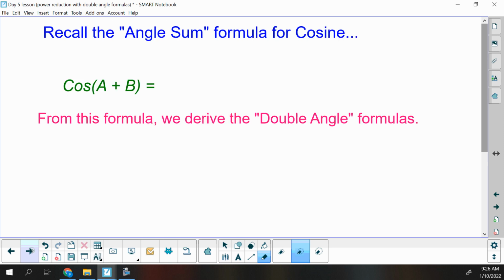So if we go to the next page, we're going to pull back in something from previous years. You spent some time with this last year, our double angle formula. So the double angle formula for cos always has the opposite sign, and it's cos A times cos B minus sine A sine B.